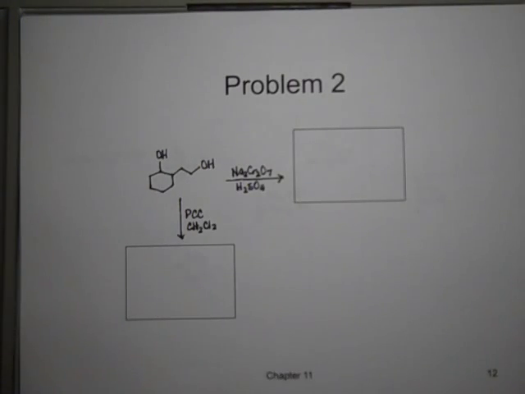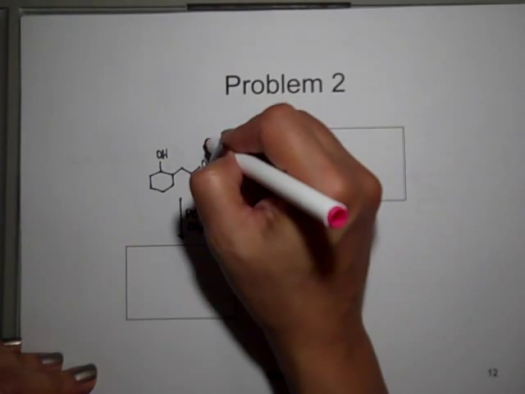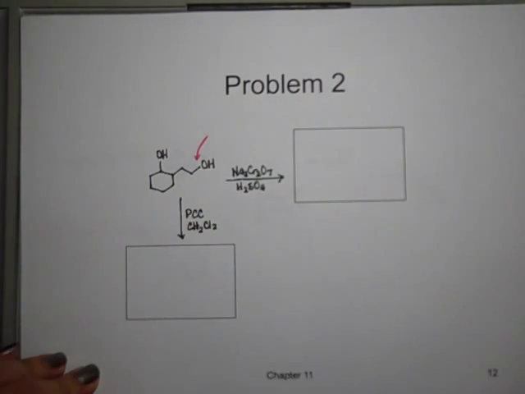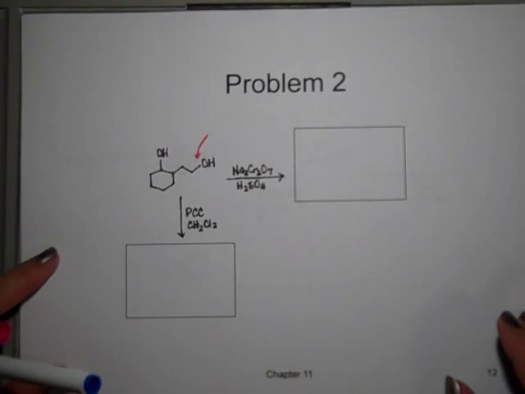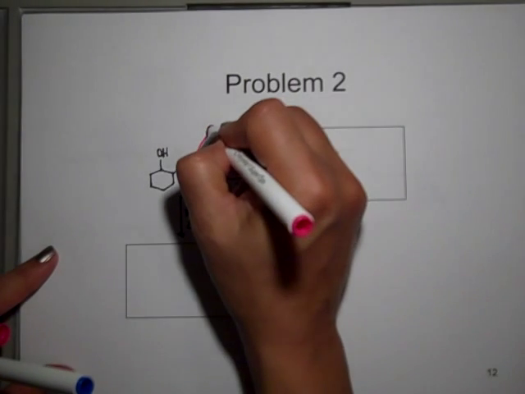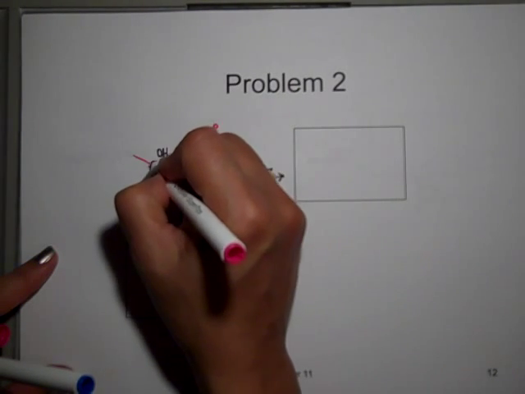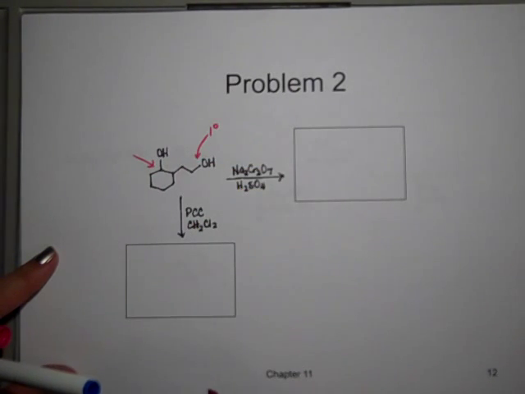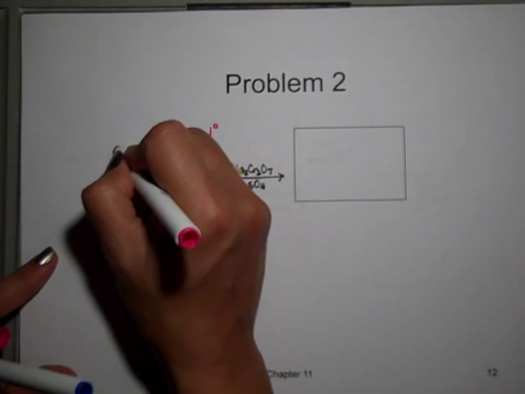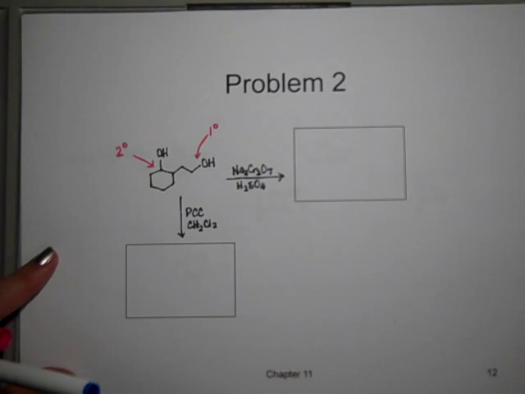All right, in problem 2, I have 2 different alcohols. The first thing that you always do, as soon as you see that alcohol, I want you to classify them. So this one right here, is it primary, secondary, or tertiary? This one right here is primary. This one right here on the left, is it primary, secondary, or tertiary? Okay, well that one is secondary.